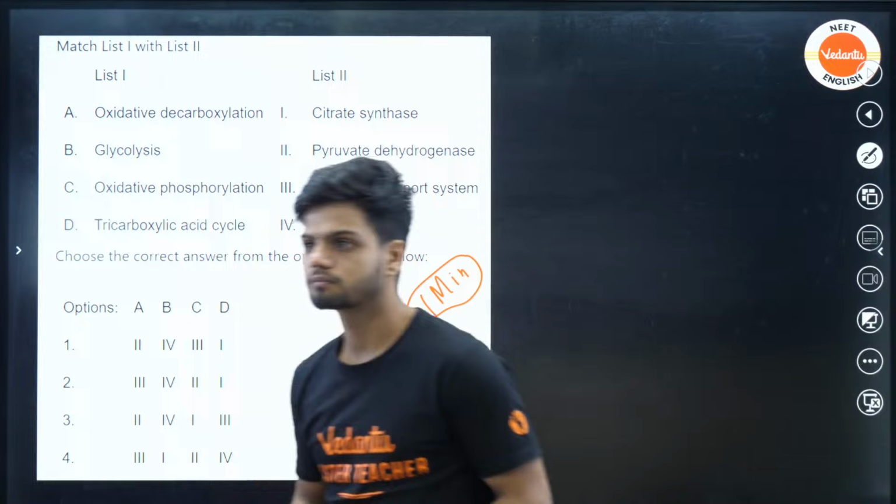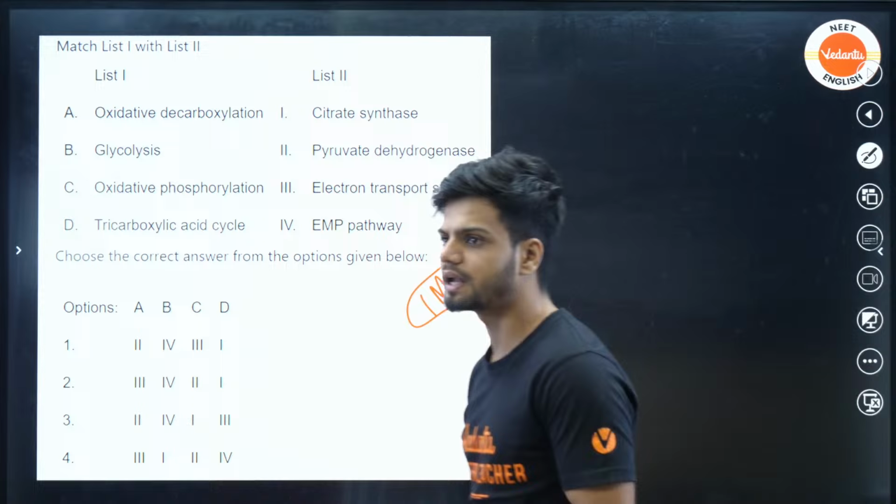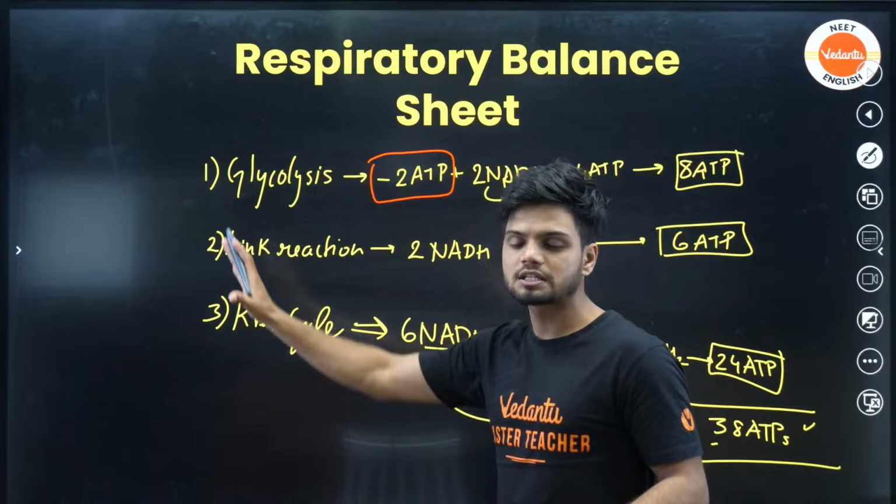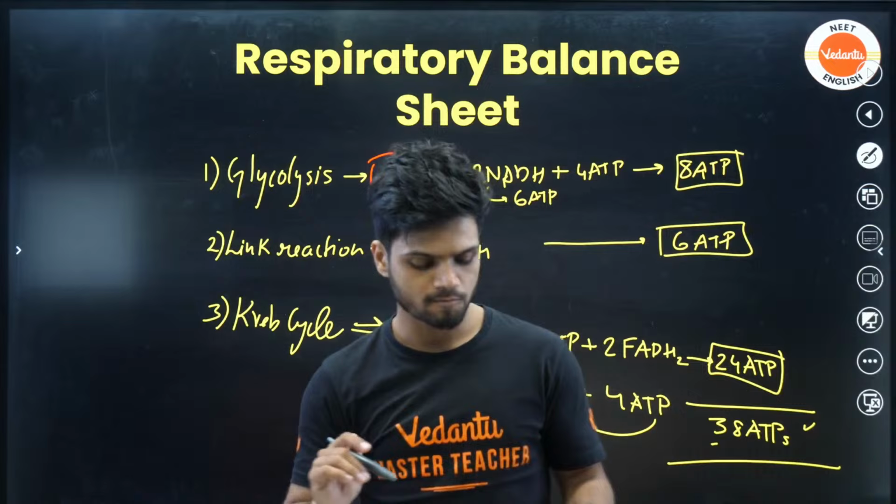Twinkle is asking about 2 ATP being utilized. Here, minus 2. In glycolysis, 2 were utilized. This is only for aerobic respiration. In anaerobic respiration, only 2 ATP formation is happening. Okay. Take 1 minute to answer this question.